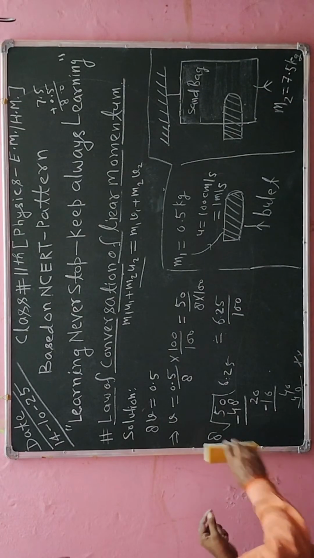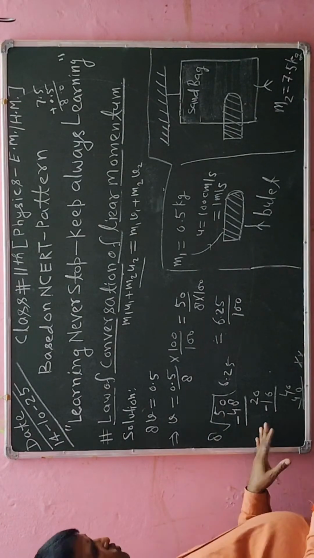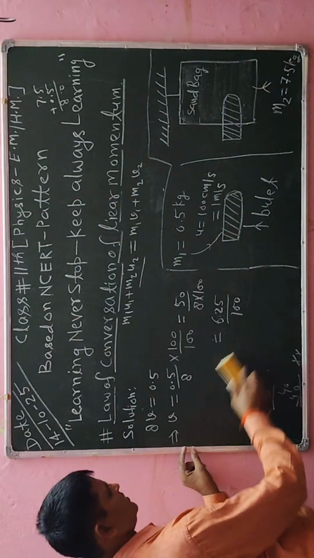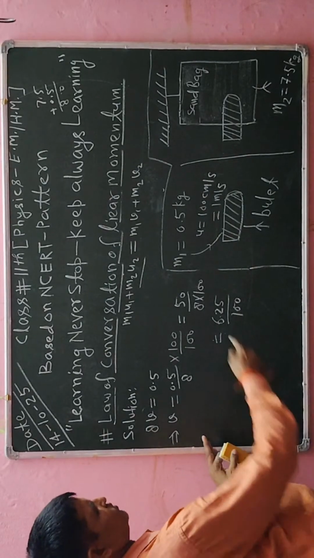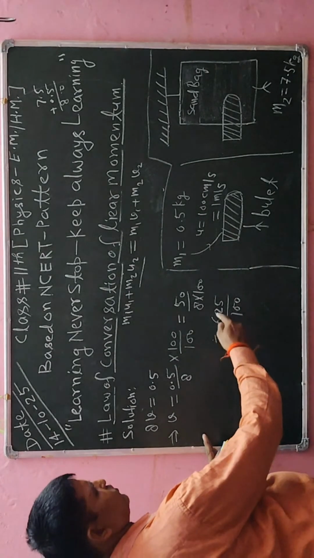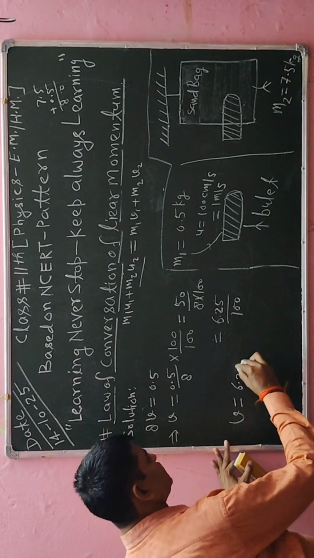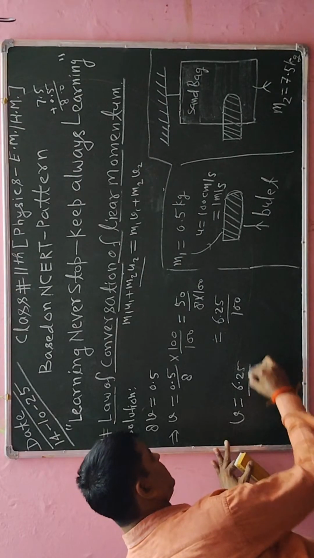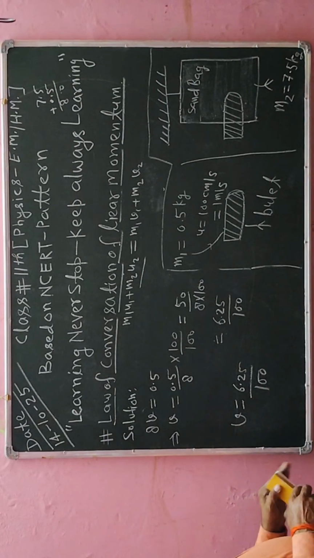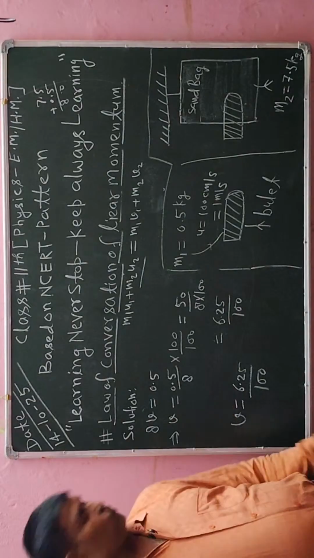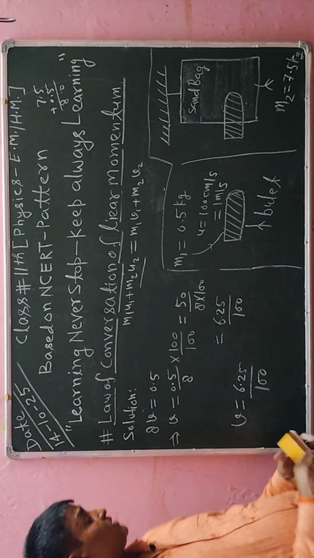Okay students, this calculation I am going to erase because I have calculated its value, that is 6.25. So v is equal to 6.25 divided by 100. So again the numerator value will be divided by 100, so that is very simple.